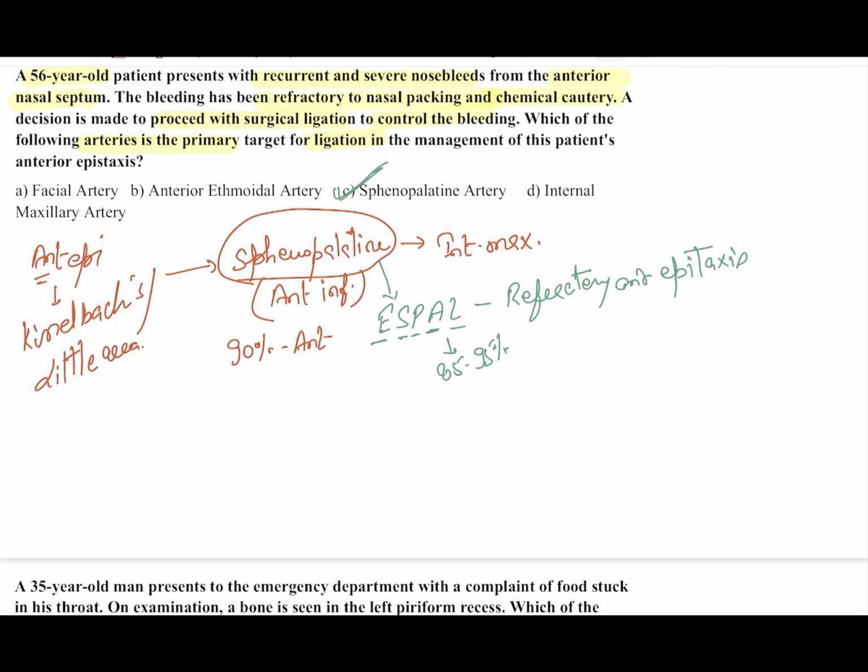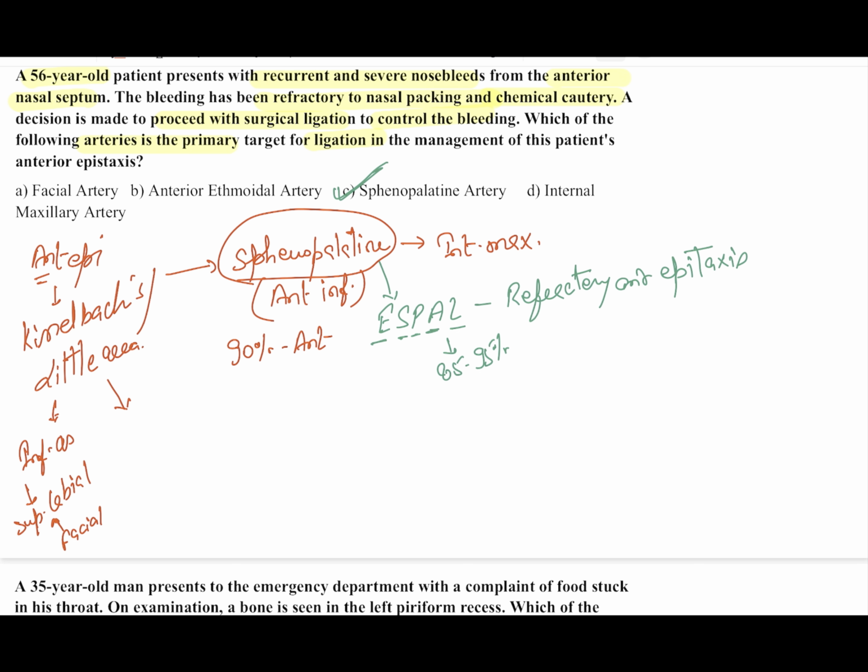Why not facial artery? The facial artery gives the superior labial artery branch, which supplies the inferior aspect of Kiesselbach's plexus. So the inferior aspect of Kiesselbach's plexus has the superior labial artery, which is a branch of the facial artery, and this provides only a minor contribution. So that's why it is not the answer.